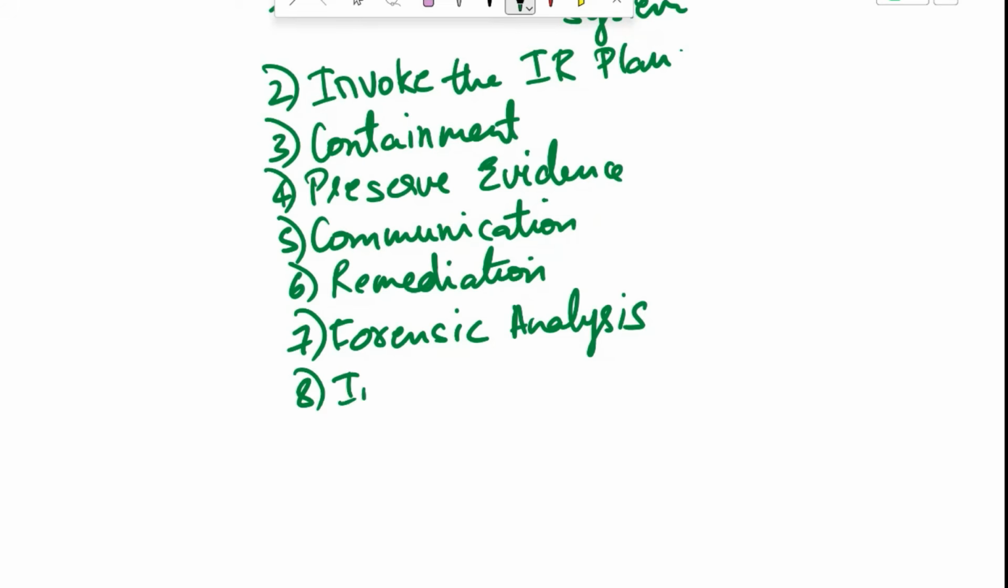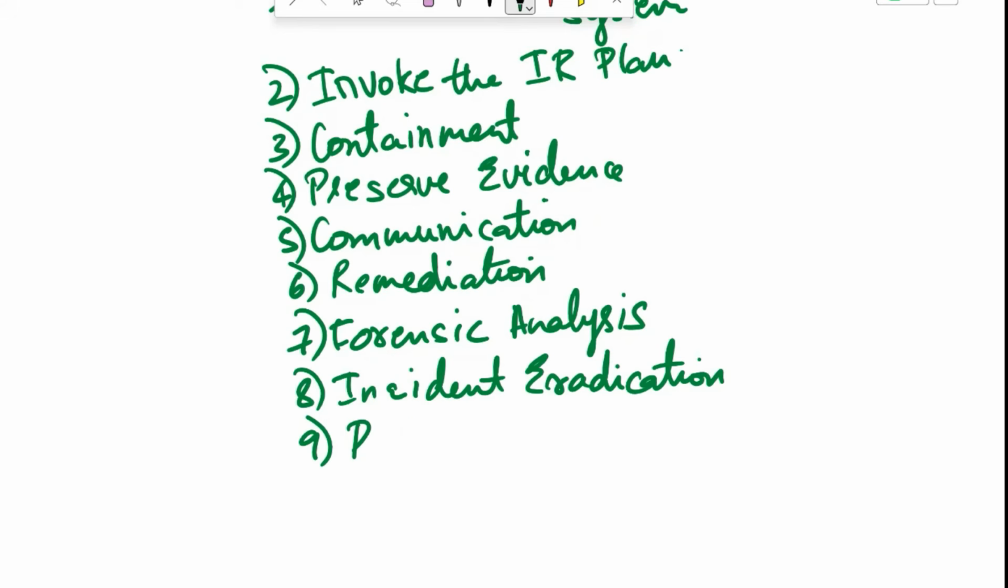Next is incident eradication. Completely remove the attacker's presence from the affected systems. This may involve rebuilding affected servers or restoring from known good backups. Next is password resets. Reset passwords for compromised accounts and systems to prevent the attacker from maintaining access.